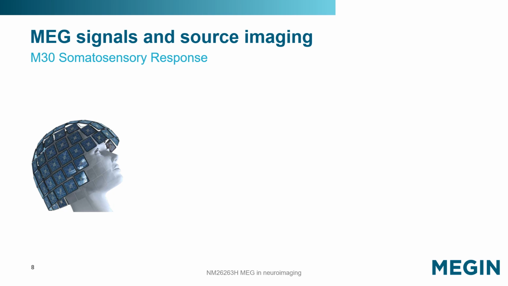As we discussed, MEG reflects the changes in neural activity over time. Therefore, similar to EEG, it can be used to track responses to external stimuli, as in this example. The 30 millisecond peak response after somatosensory median nerve stimulation is indicated by a dashed blue line in the field versus time trace of one MEG sensor.